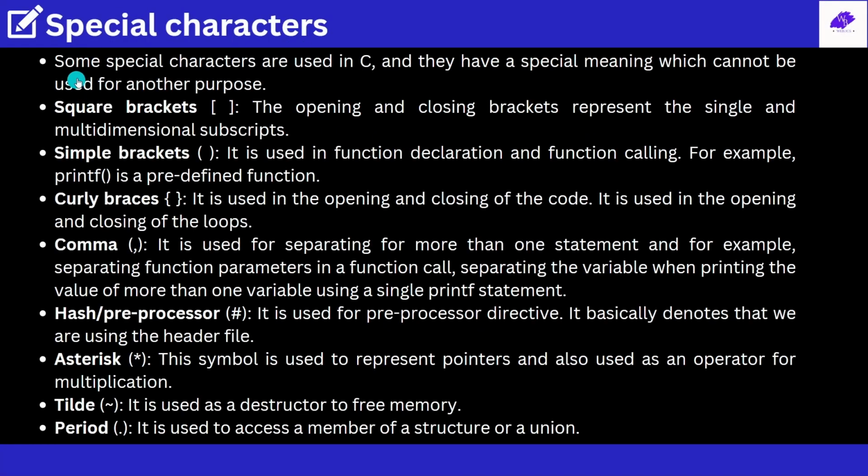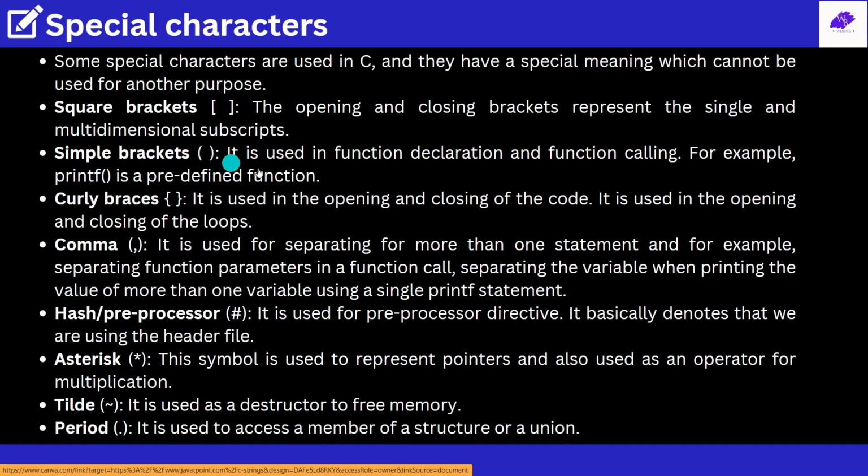Special characters. Some special characters are used in C, and they have a specific special meaning which cannot be used for another purpose. So some characters are specially defined for a particular work, so they cannot be used for another work. So those are square brackets. The opening and closing brackets represent a single and multi-dimensional subset, that is for array purposes. We define a size here for a single dimension. For a multi-dimension, we define it by separating with a comma, that is 1 comma 2. So it will indicate a 1 row and 2 column array.